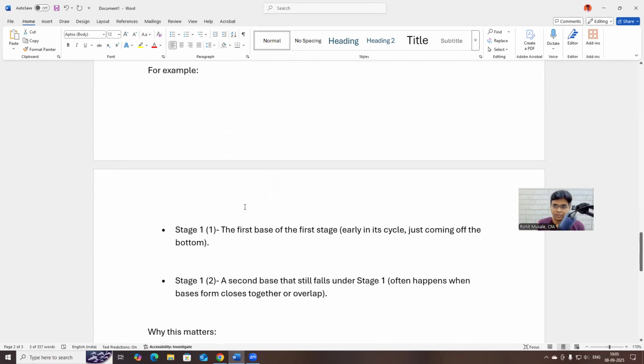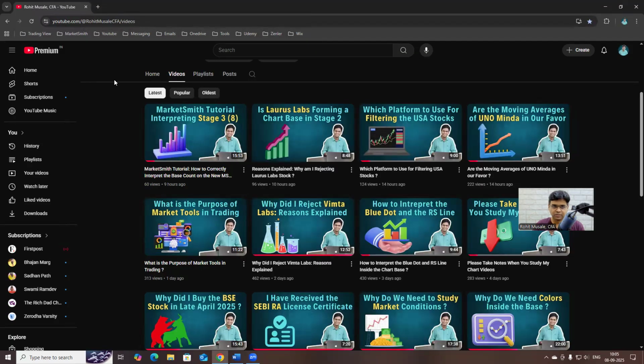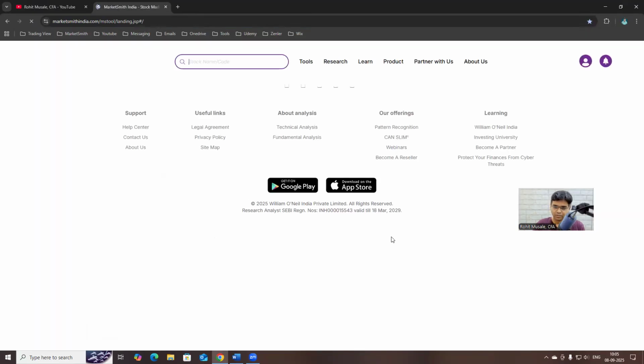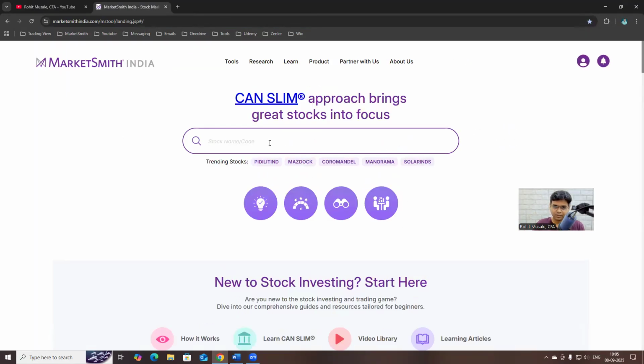This email is partially correct. Okay. We will replace the word stage with base. So this is base 1. This is nothing but the count of the base, not within the base, but the count since the stock started making an up move from the bottom. Okay, because we have noticed in the Loris Labs chart that, just a second, let me go in.